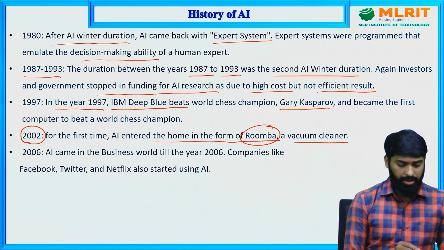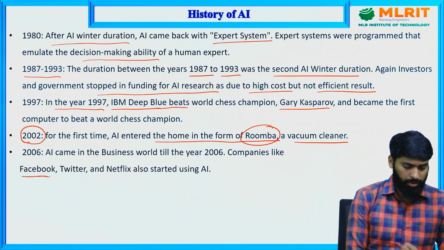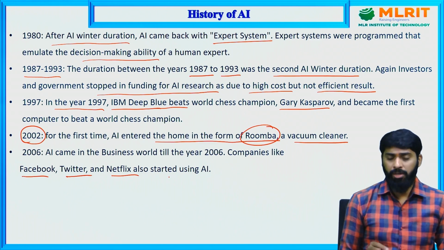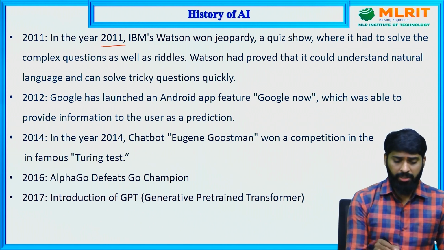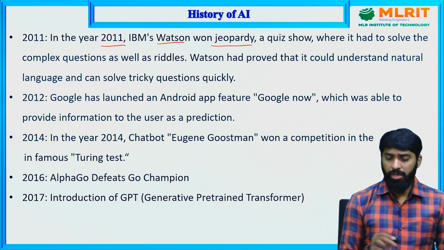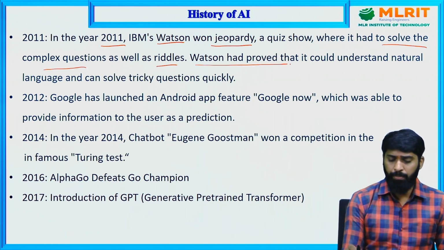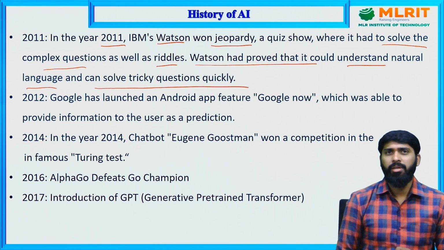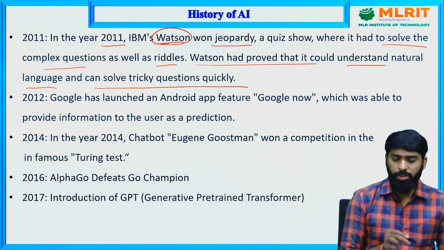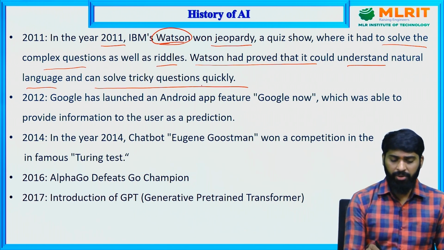In 2006, AI came into the business world. Companies like Facebook, Twitter, and Netflix also started using AI models. In 2011, IBM Watson won Jeopardy. It is a quiz show where it had to solve complex questions as well as riddles. Watson proved that it could understand natural language and solve tricky questions quickly.